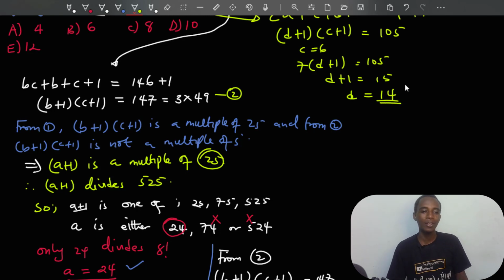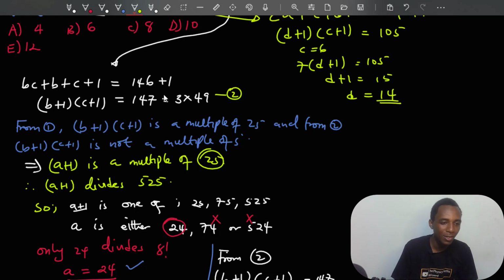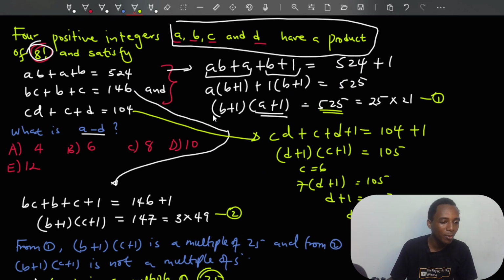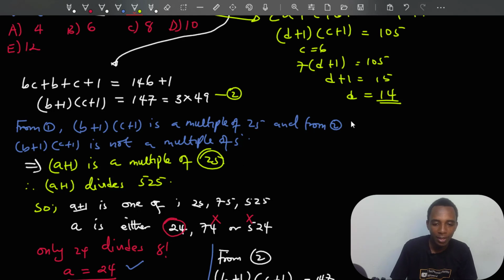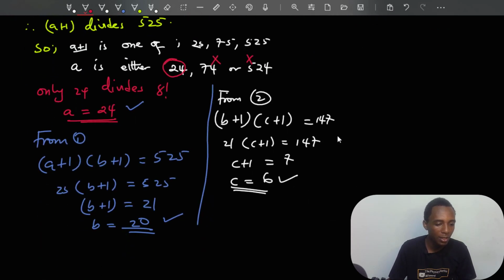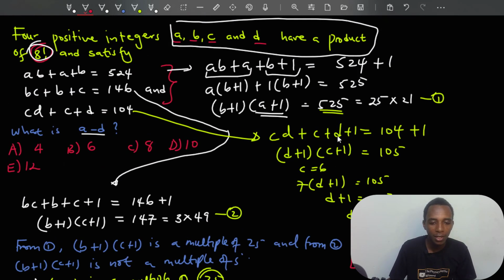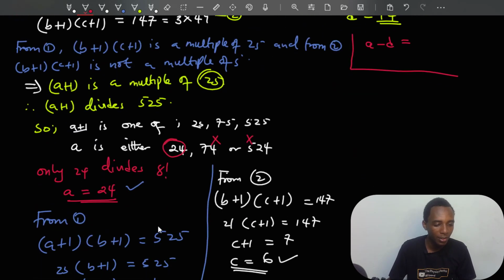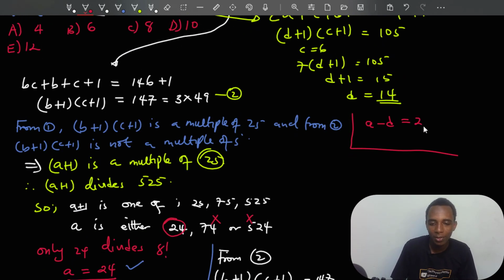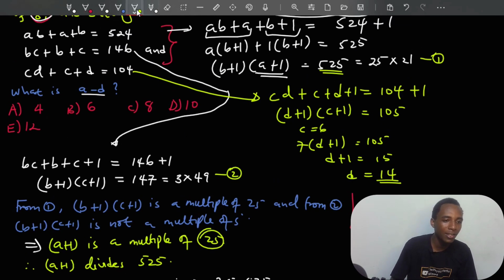All right, so we have all the three values, A, B, C, and D. So let's come back here to the problem. We want to find A minus D. So A minus D is going to be, what's the value of A? Okay, right here, 24. So that's going to be 24 minus 14, which is actually 10. So the correct answer here is D, 10.